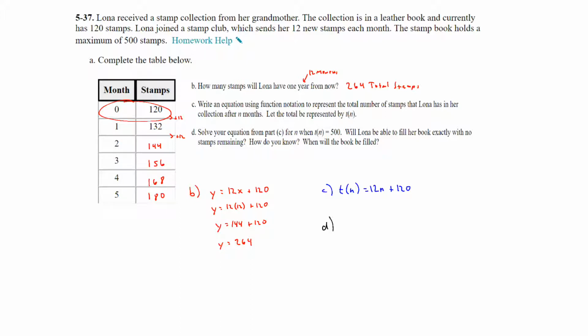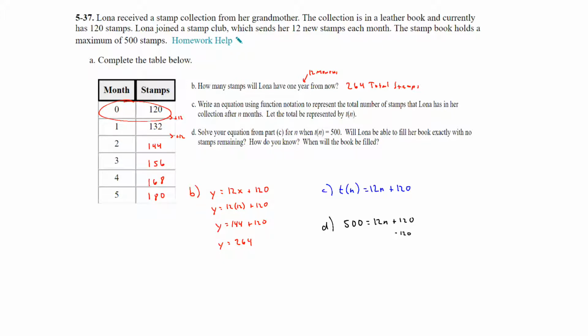And then on D, solve your equation from part C for n when T of n is 500. That's the total number of stamps. So how long will it take her basically to fill up her book? Will Lona be able to fill her book exactly with no stamps remaining? How do you know? And when will the book be filled? So we have a couple questions we're trying to answer here. So we know the output is 500 maximum. So that's where we're going to set the T of n equal to 500.